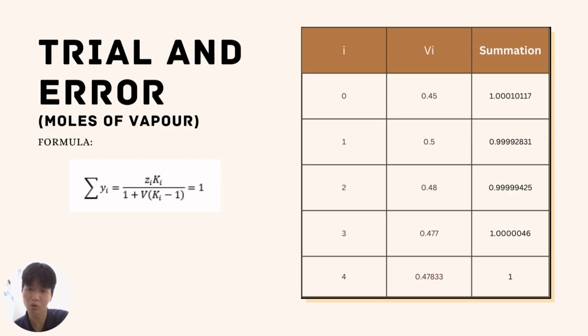Next, we will calculate the moles of vapor by using the formula: the summation of yi equals zi Ki over 1 plus V (Ki minus 1), which is equal to 1. By using trial and error, we get that the moles of vapor is equal to 0.47833, where the summation of y is equal to 1.